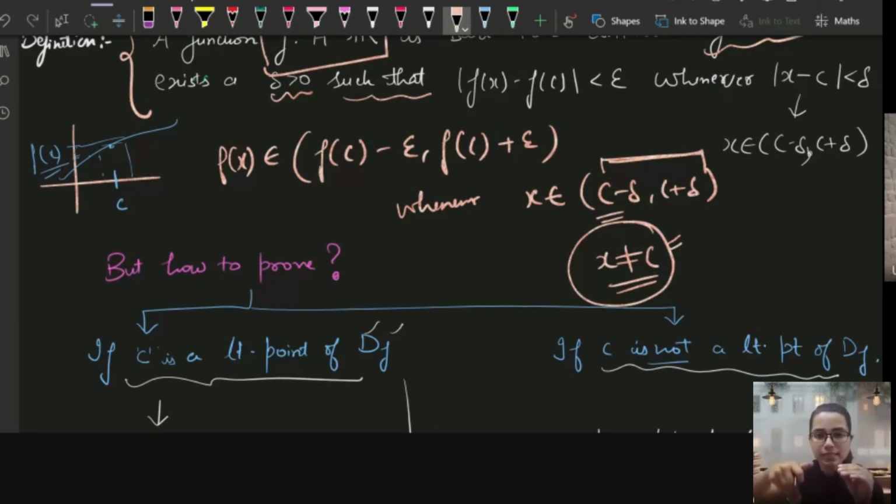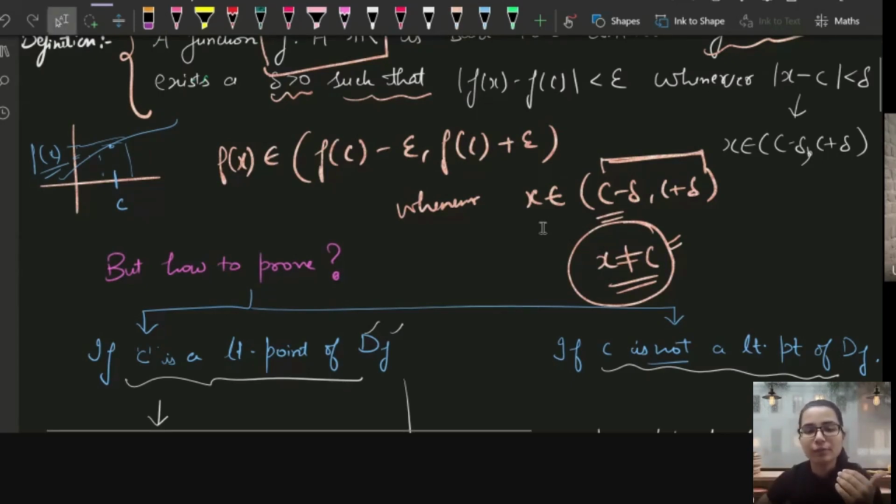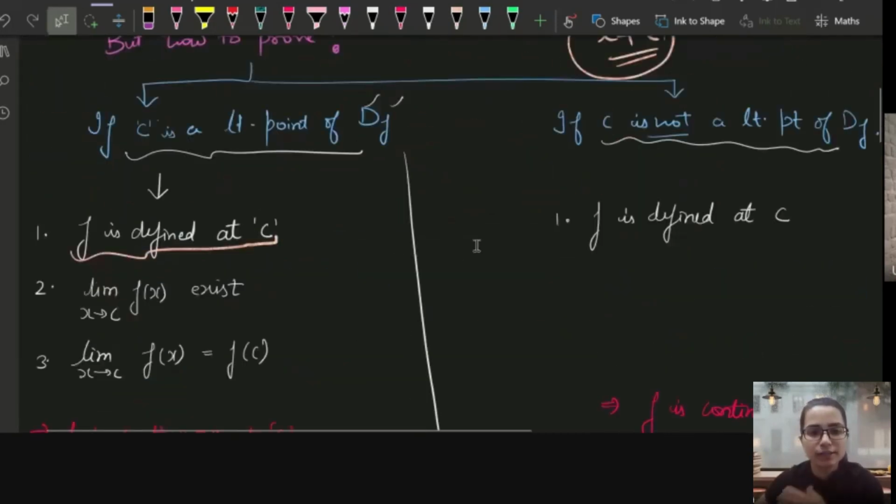If you're checking the limit at C, that point needs to be in the neighborhood of that, not equal to that. But when we are talking about continuity, we should talk about that point, and we should approach that one point from left or right, whatever limit side is applicable. We'll talk about this in detail in a further lecture.